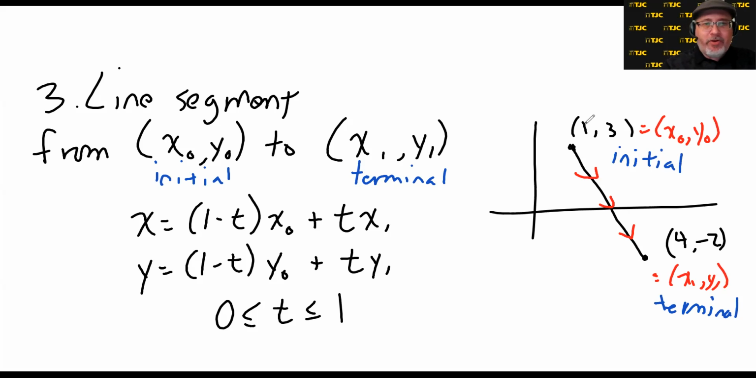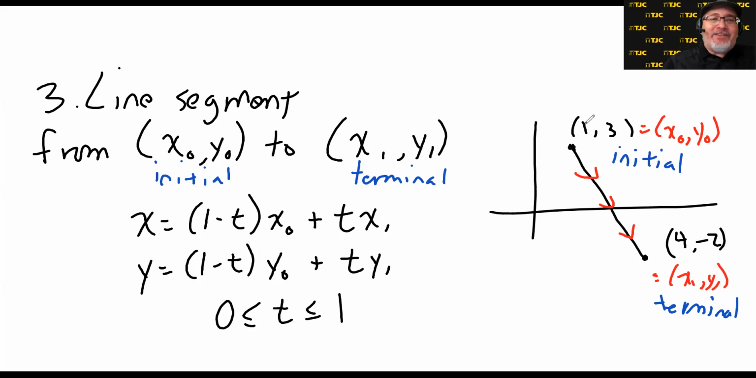When t equals 0, I need to kill off the 1 term and be left with this. And when I put 0 there, I get 1 minus 0 times x0. So t equals 0 gives me the correct x, and it gives me the correct y. When t is equal to 0, it kills off this term. This becomes 1, so we get y equals y0. So when t equals 0, we get the initial x and the initial y.